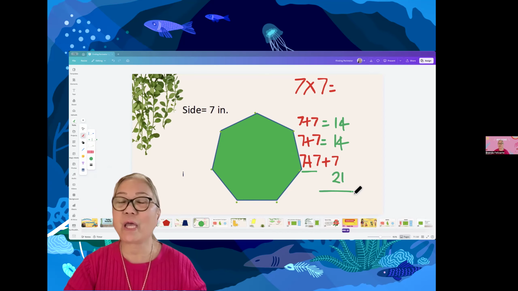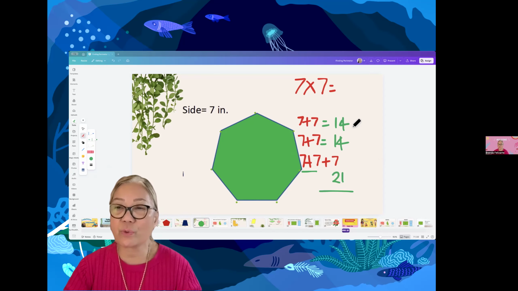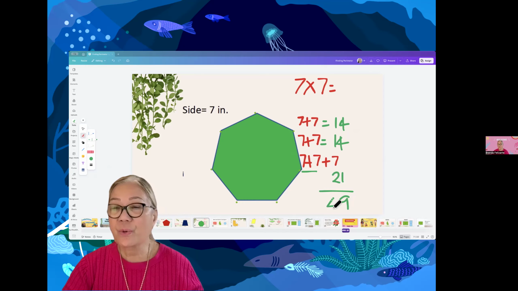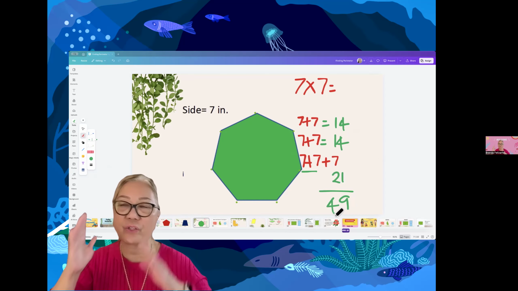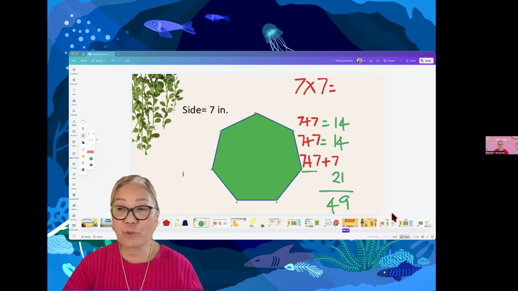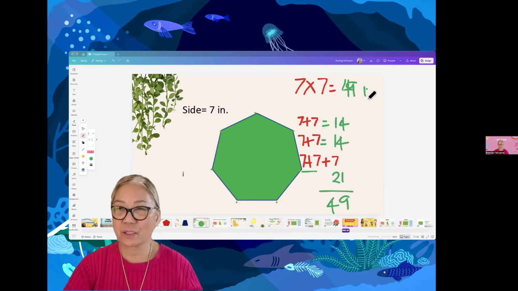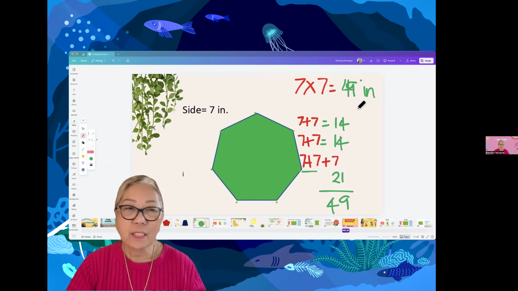Remember, there's a quick way of adding. I'm going to teach you how to do that too. 4 plus 4 is 8 plus 1 is 9. 1 plus 1 is 2 plus 2 is 4. This is why I'm using different colors, so that I'm not looking at different ways. So 7 times 7 is 49. Oh, inches. Always remember what unit is used. So 49 inches.